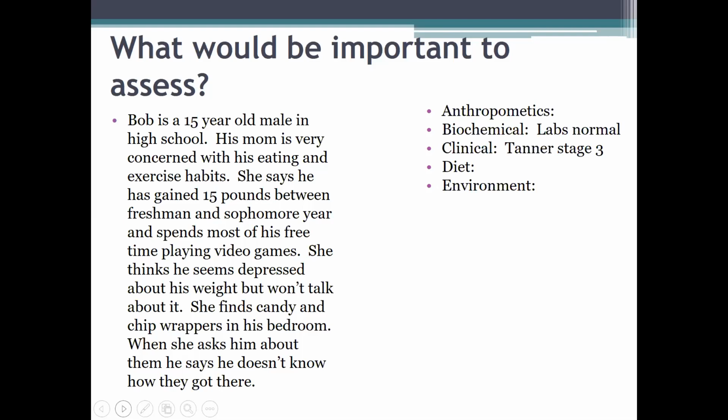In the environment, I already alluded to some of the important environmental factors. For a teenager, right, what's the school environment like? What's the social environment like? What's the home environment like? Where's he getting his food from? Even if you started to tackle the candy and chip wrappers, like how does he get money? Where is he shopping? Why would he feel like he needed to hide it? And again, for this particular patient, I did almost all of my sessions with him by himself for the trust factor.